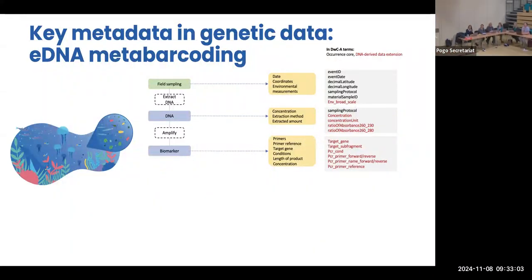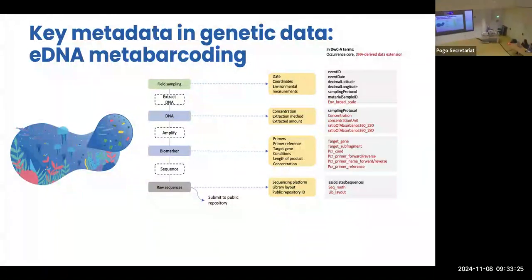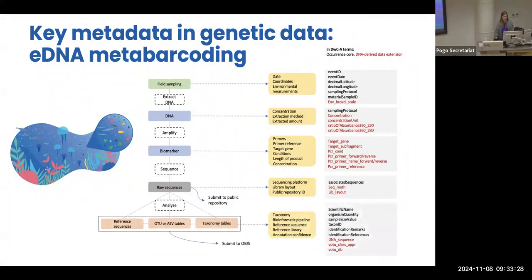But you can add information on the DNA extraction methods, as well as on the markers that you use for amplifying the PCR that you've done. And again, for the sequencing, the raw sequences still need to be submitted to a public repository, but you can link that ID to your data sets with the associated sequences. And then finally, after your analysis, you will bring together those different tables into your final information with your annotated species, as well as your sequence.